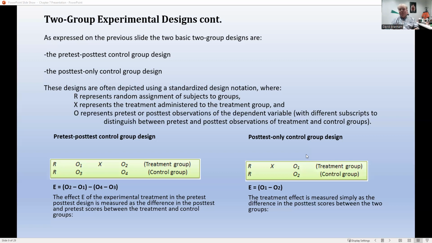So if it's a blood pressure pill and you give that blood pressure pill to the randomly assigned treatment group, you don't give it to the randomly assigned control group, and you look and see, okay, O1 blood pressure is 5 points lower than O2 blood pressure, you can attribute that to the pill. So that's the difference between the two designs.